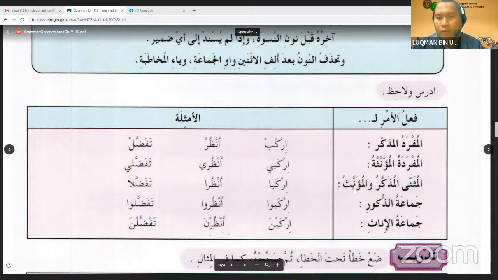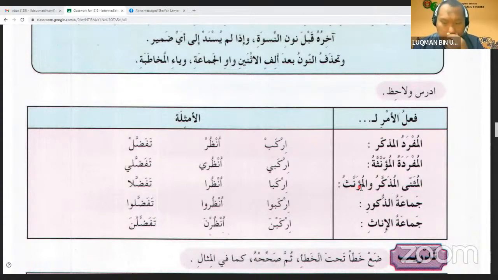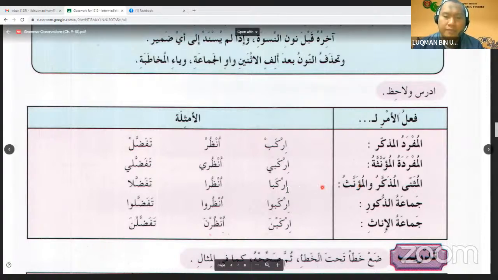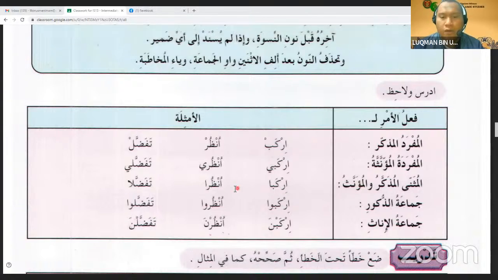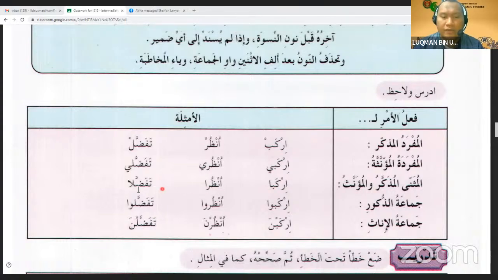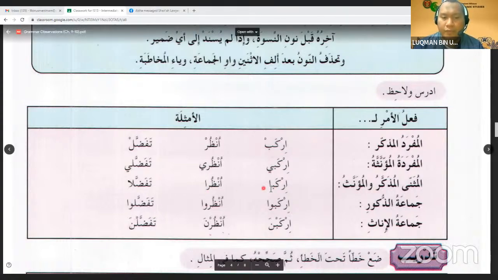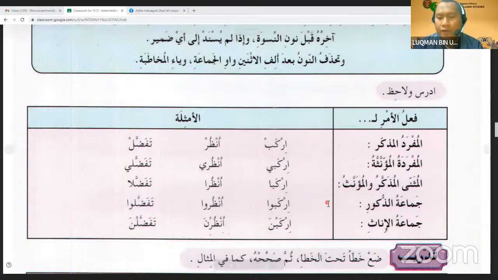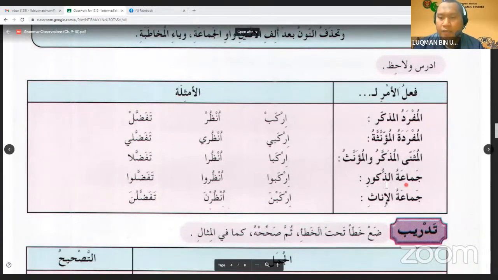Al-muthanna, al-mudhakkar wal-mu'annath. So ito naman ay pang dual, no? Mudhakkar at saka mu'annath. Parehas dito ang masculine and feminine. Irkaba, unzura, tafaddala. Okay, so it ends with alif. Alif ul ithnain.